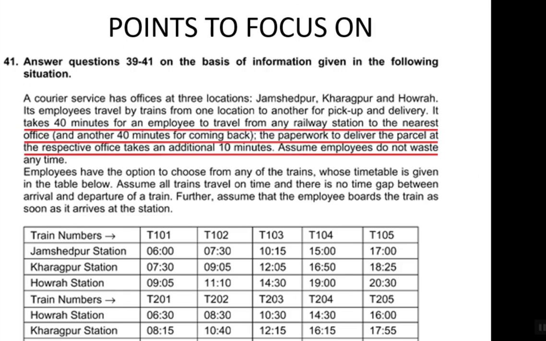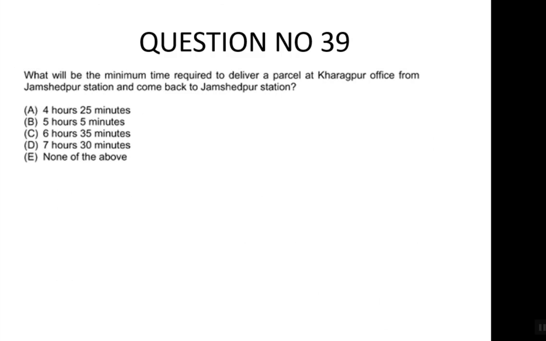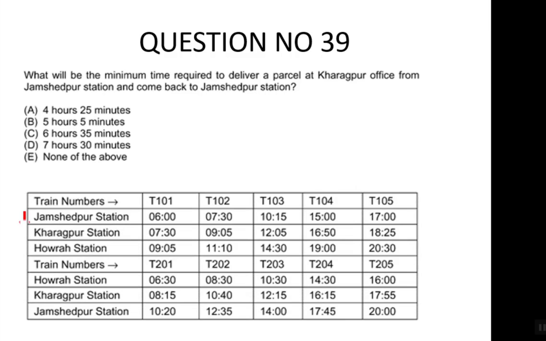Now let's have a look at the first question. The question is asking you to calculate the minimum time required to deliver a parcel at the Kharagpur office from Jamshedpur station and come back to Jamshedpur station. That means the journey will start from Jamshedpur station and go to Kharagpur, and the person has to come back to Jamshedpur via Kharagpur, but after delivery.